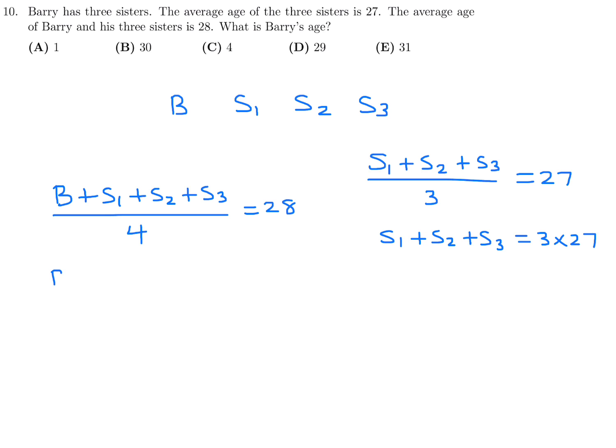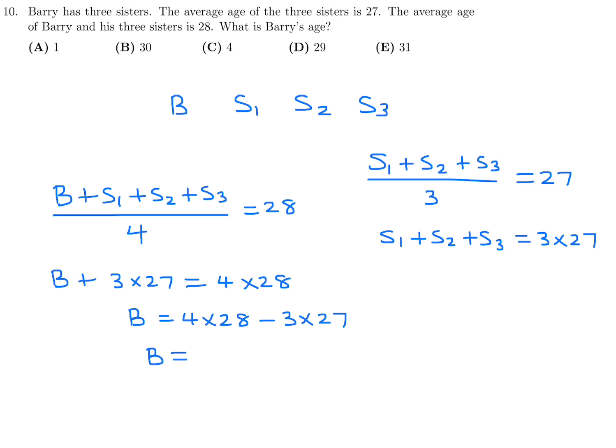Okay, so B plus this right here, that sum we just figured out was 3 times 27. And then we can cross multiply that by 4 times 28. So B is basically 4 times 28 minus 3 times 27. And that's going to be 112 minus 81, and that is equal to 31. So Barry is 31 years old. Number 10, the answer is E.